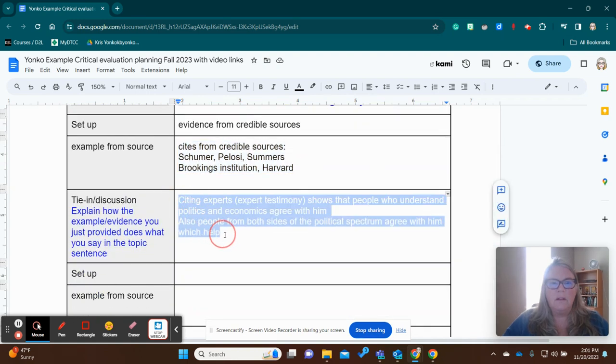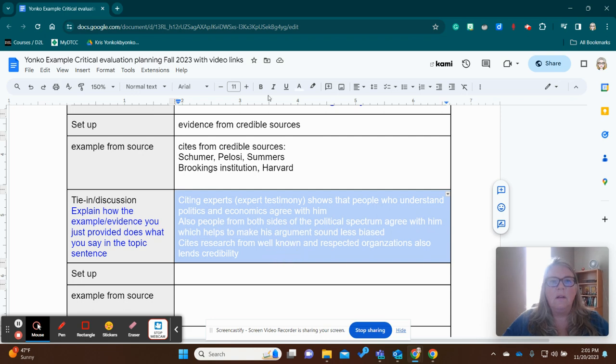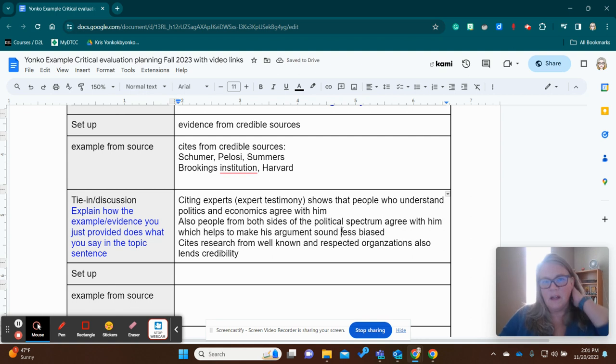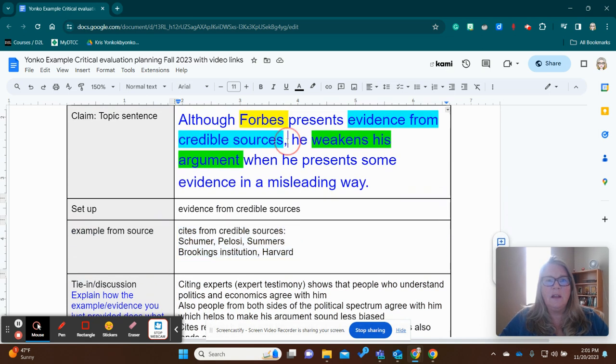So let's see. Here, I did this earlier with my class, so I have the notes already kind of here. All right, so citing the experts shows that people who understand politics and economics tend to agree with him. He also has people from both sides of the political spectrum, which helps to make his argument sound less biased. He also cites research from well-known and respected organizations. Right, so that's my tie-in. That's where I'm going to discuss how these examples do what I say here.